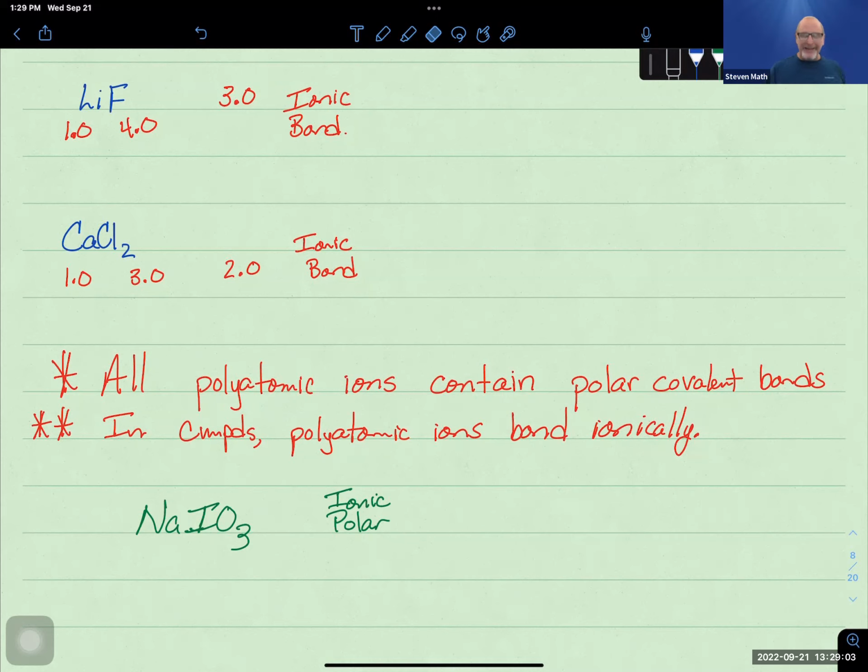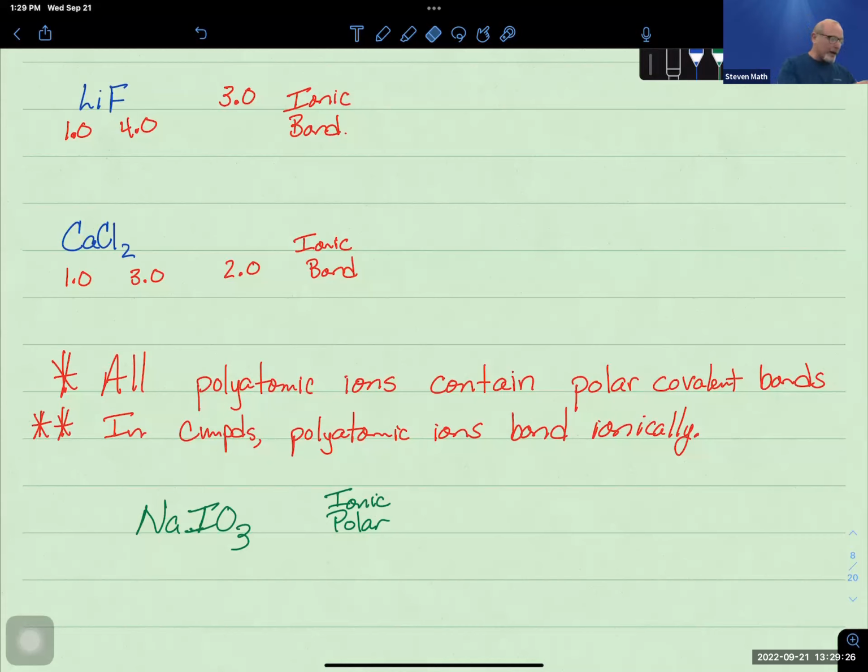So the best way to find out is to look at your bond types. If you only have covalent bonds, you're going to have a covalent structure. If you have any ionic bonds, then you have an ionic Lewis structure. And so I have three examples for you here of ionic Lewis structures.